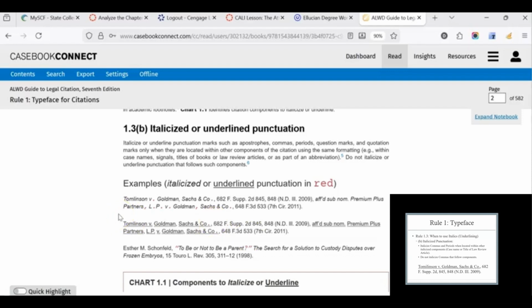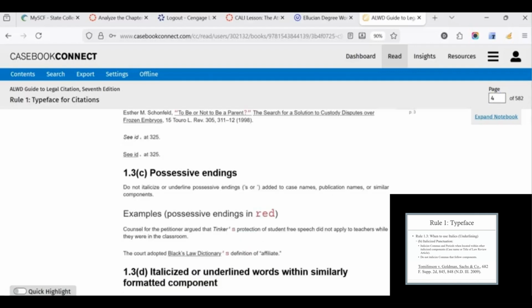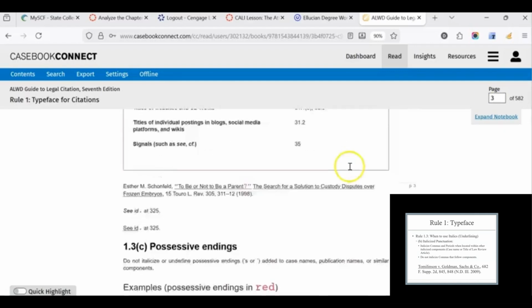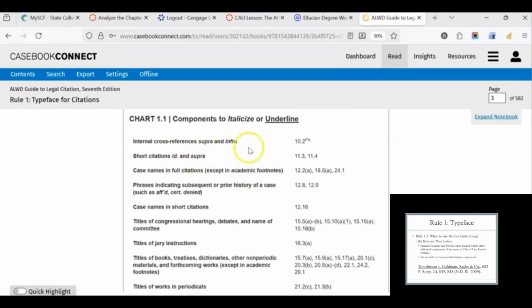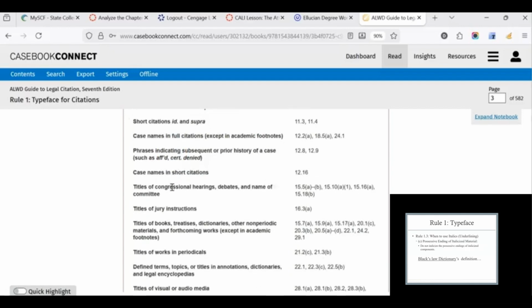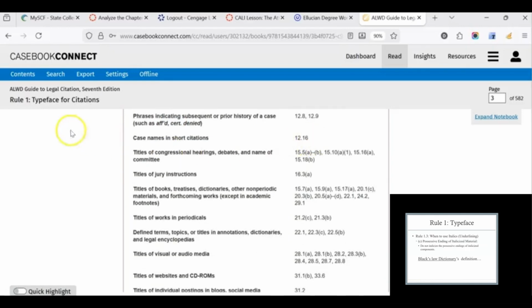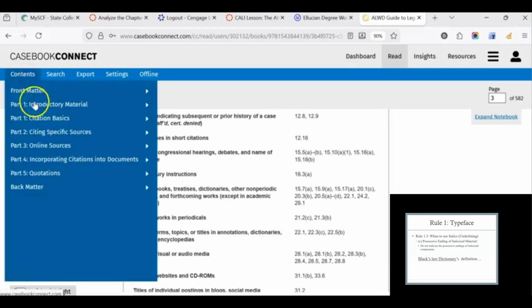All right, the lovely thing is you have on page 3, chart 1.1, which tells you all of the components that will require italicizing or underlining. But for this class, the only thing we have to worry about is just the case names. All right, perfect. Let's go to Rule 1.3c.